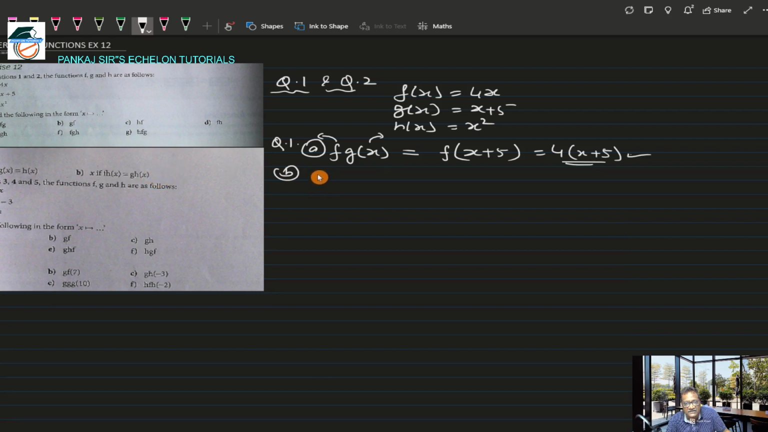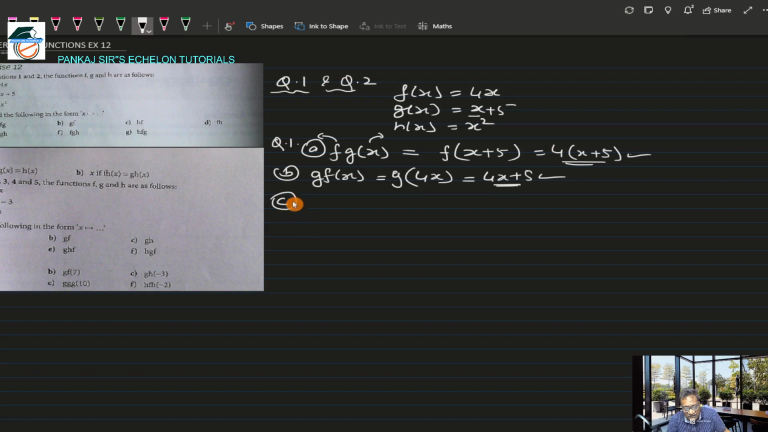It's not fg, now it is gf of x. Now f is the inside function and g is the outside function. So start from the inside function. F of x is 4x, so I write 4x, and you have this g over here, so it has been converted to g of 4x. To find g of 4x, go into the g of x function and put the value 4x for x. So it will be 4x plus 4. Now this is the answer for B.